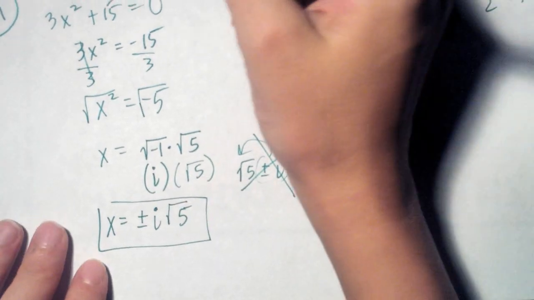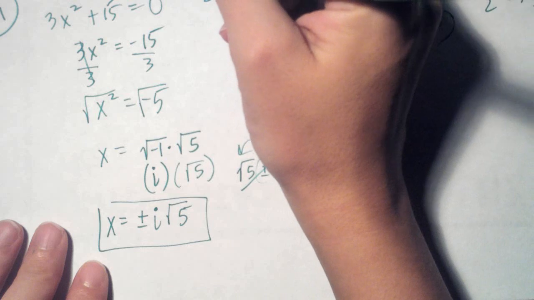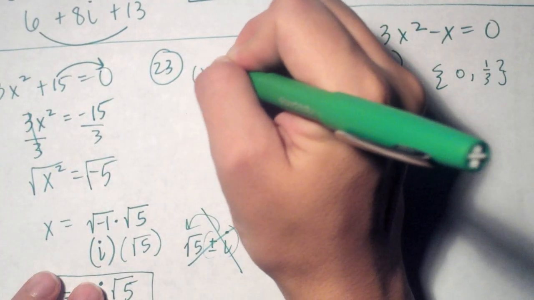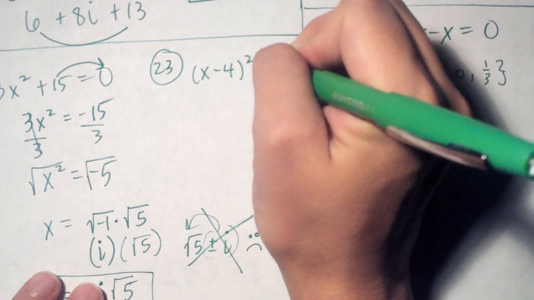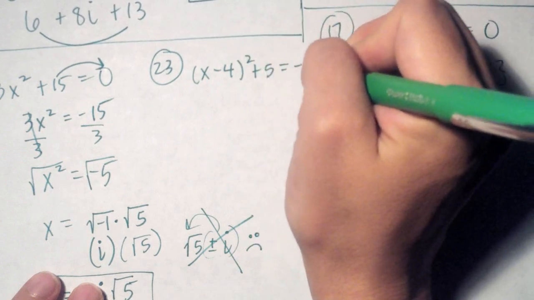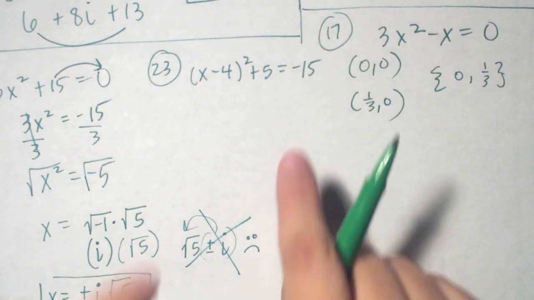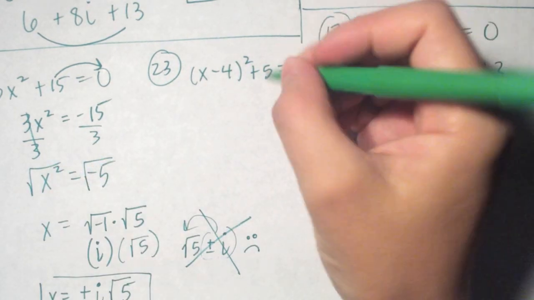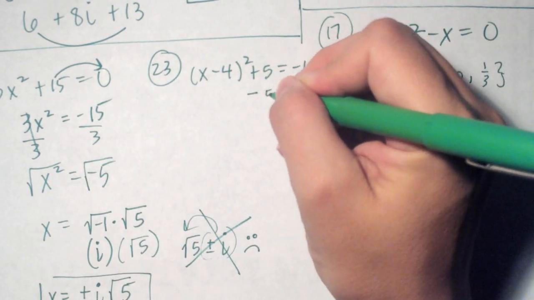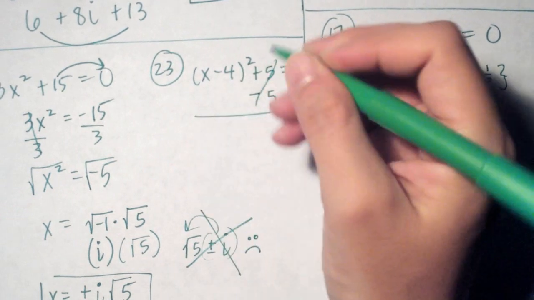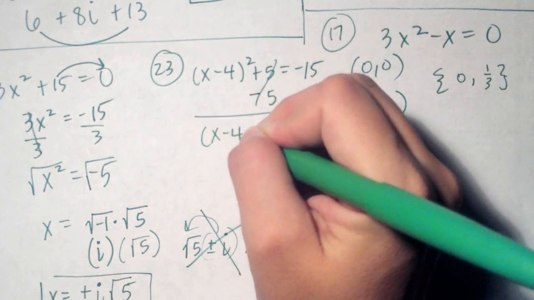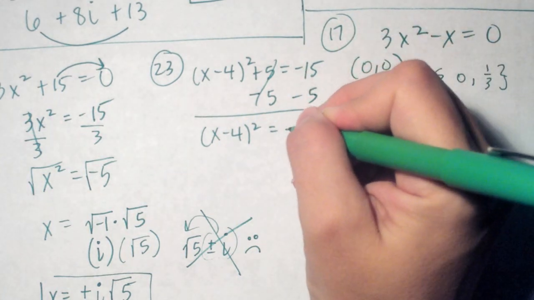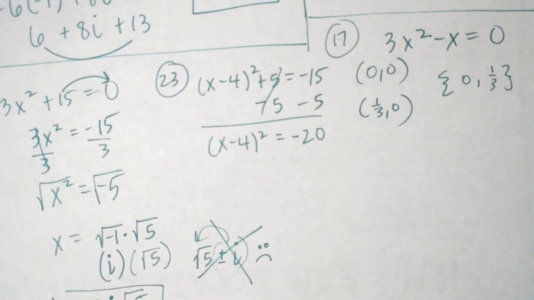Alright, so let's look at number 23. Squeeze them in right here. I have x minus 4 squared plus 5 equals negative 15. You want to get the squared part by itself. So I'm going to go ahead and subtract 5. So I get x minus 4 squared equals negative 15 and negative 5 give you negative 20.